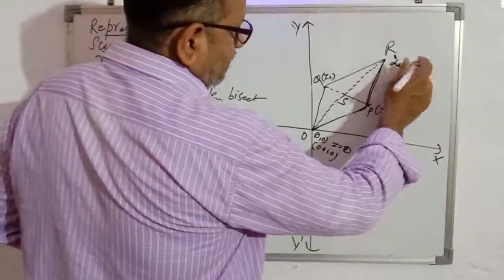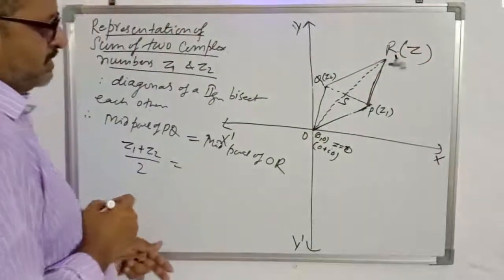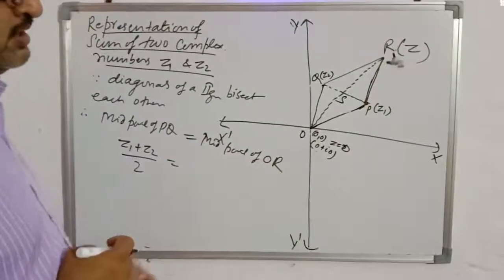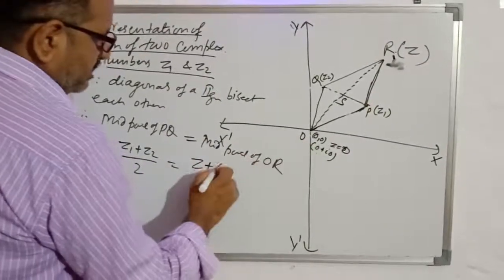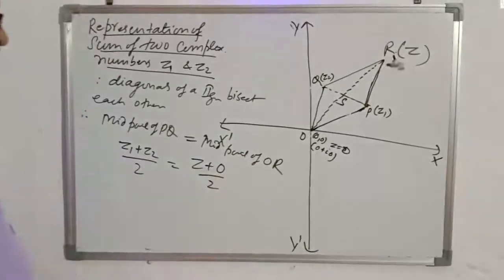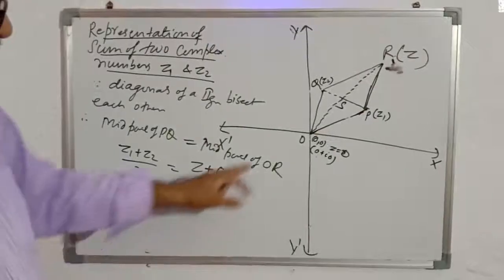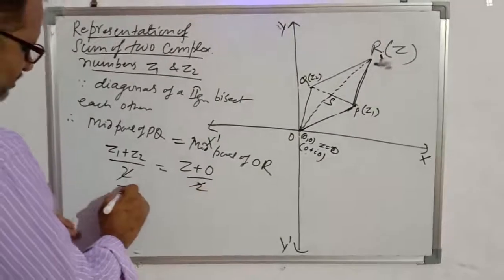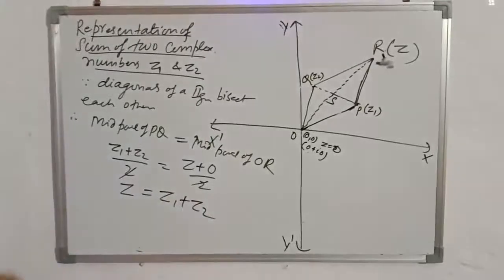Let us suppose point R represents the complex number Z. So it will be Z, and O is the origin. So the midpoint of OR will be (Z plus 0) by 2, and the midpoint of PQ will be (Z1 plus Z2) by 2. So we can cancel the 2. What will be Z? Z is Z1 plus Z2.